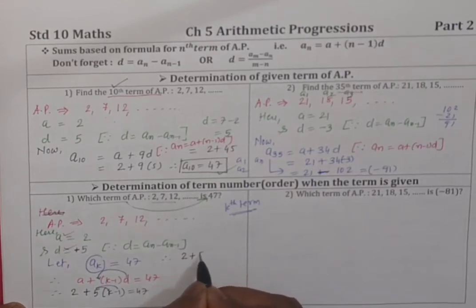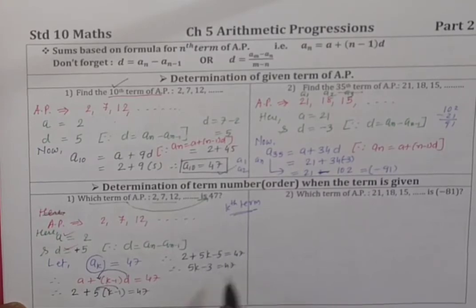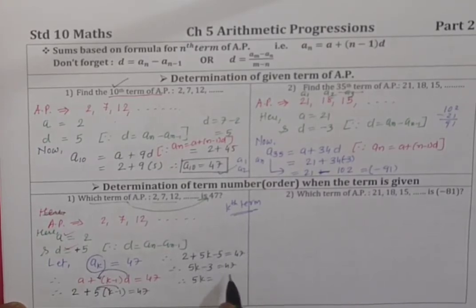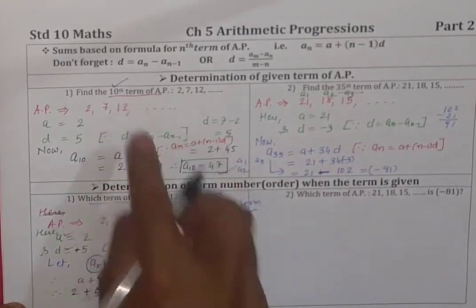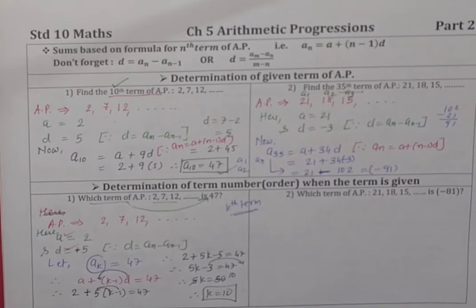So 2 plus 5k minus 5 is equal to 47. Therefore, 5k, 2 minus 5 is minus 3, is equal to 47. Therefore, 5k is equal to 47 plus 3. ये बाजू गया plus 3. So that gives me 50. 5 ones are 5, 5 tens are 50. Therefore, k is equal to 10. मिला के नहीं, 10 टर्म ही था ना 47. See that? ये ट्विस्ट है, पूरा रिवर्स प्रोसेस है. Correct, children? A similar question.